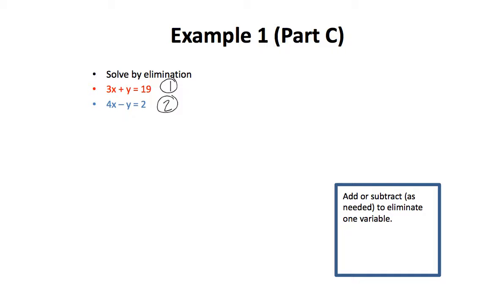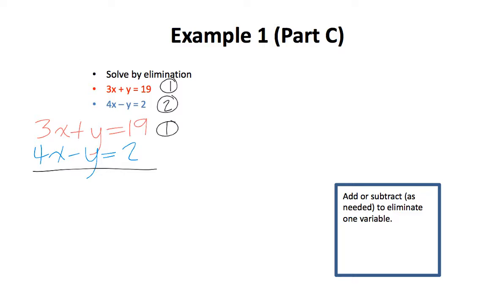You have a choice to make. You can either add or subtract. I'm going to show you what happens in either case. Let's begin by rewriting our equations. 3x plus y equals 19 and 4x minus y equals 2. That was equation 1. That was equation 2. I'm going to add them. So 3x plus 4x is 7x. Positive y plus negative y cancels out. And 19 plus 2 is 21. Therefore, we have successfully eliminated a variable, the variable of y.